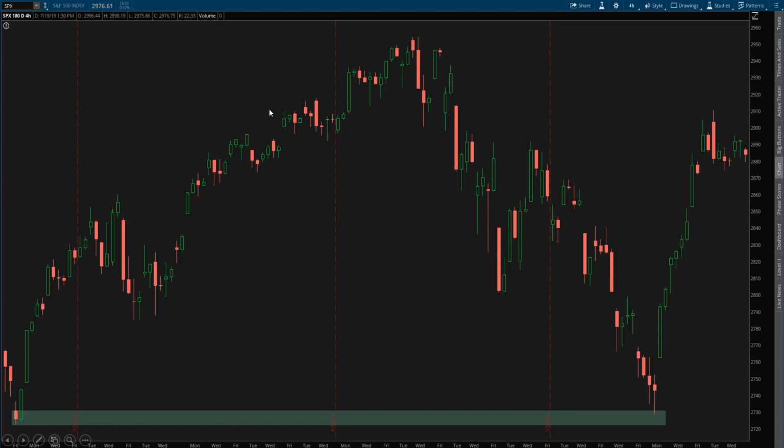So this is an example of zones that formed either a couple of days ago, a couple weeks ago, even a couple of months ago, right? You just want to make sure it's a quality, fresh zone. That's when you'll have those high probability trades.